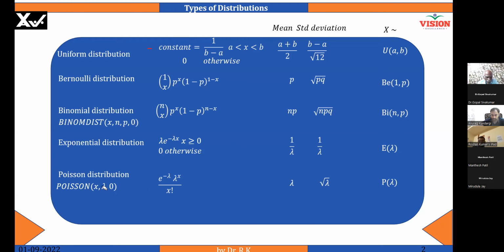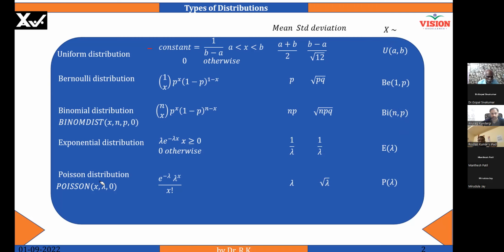For exponential and Poisson, there is only one variable that needs to be given, lambda. For here, you need to give two values, here A and B, here N and P. For normal distribution, what should you give? How many values? Two values. What are they? Mean and standard deviation. That's all. That is why we say capital N within brackets, mean and standard deviation, for normal.